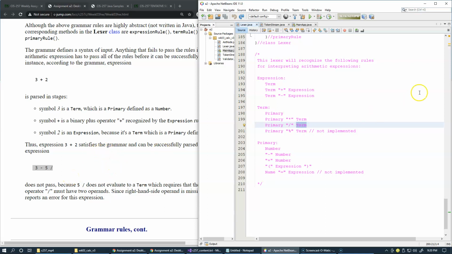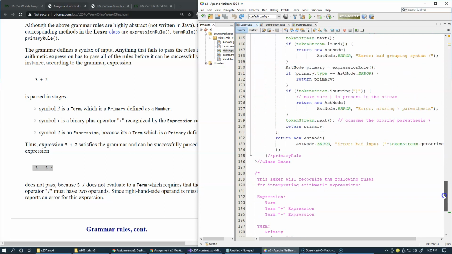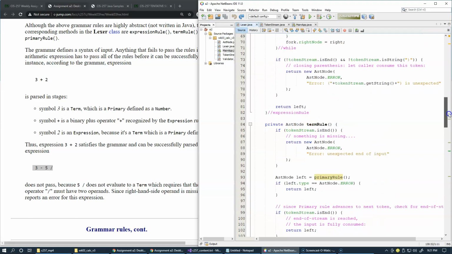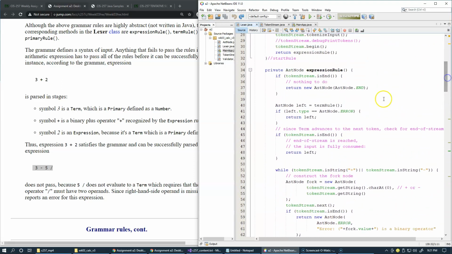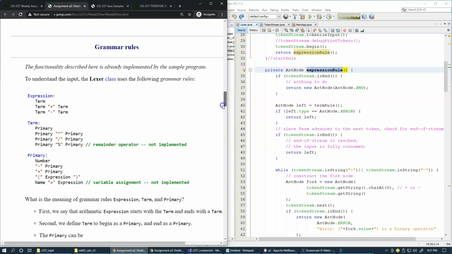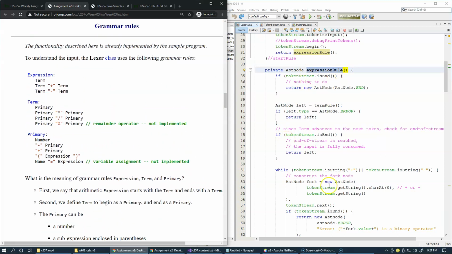So this is a quick overview of the grammar rules. Every rule here is implemented in this class, and you can see that we have this primary rule, we have the term rule, and this expression rule. We're just going to do a very quick walkthrough of the logic here to get an overview of the implementation of these grammar rules. This time I'll scroll this back up to make our grammar rules visible, and we'll walk through this code and see how it corresponds to the set of our rules.